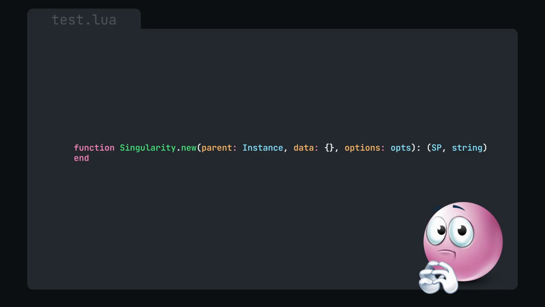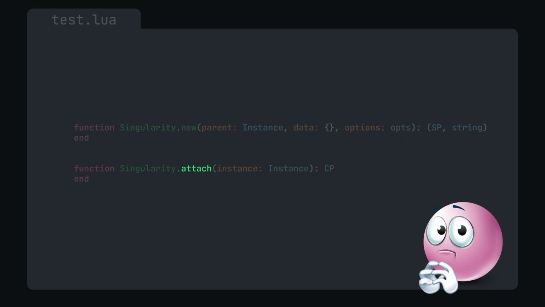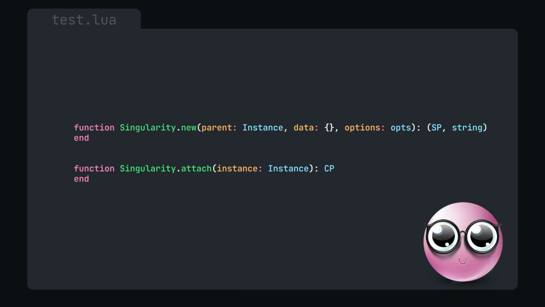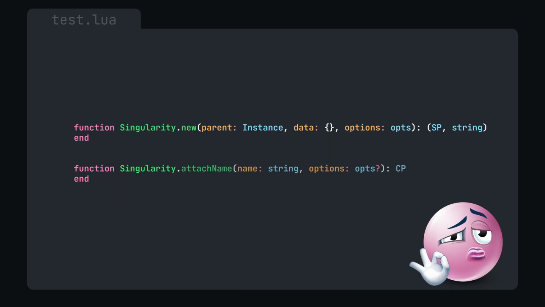And then we have attach for the client side, which takes in an instance instead of a table, and then it creates a config off of that. Uses the client proxy module with its 4 variants: attach ID, attach name, attach tag, and query.